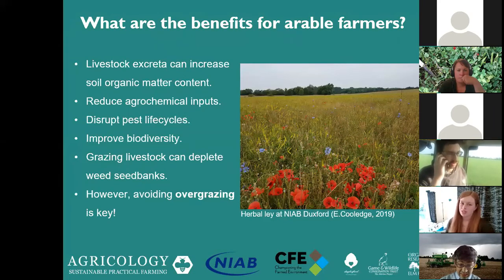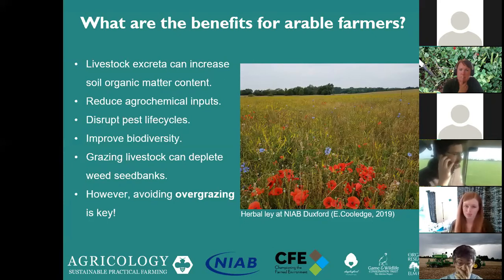For example, we know that having livestock back on the arable land, you can have the benefits of livestock excreta, so the urine and dung. This can help increase the soil organic matter content, by trampling in the dung and trampling in biomass.